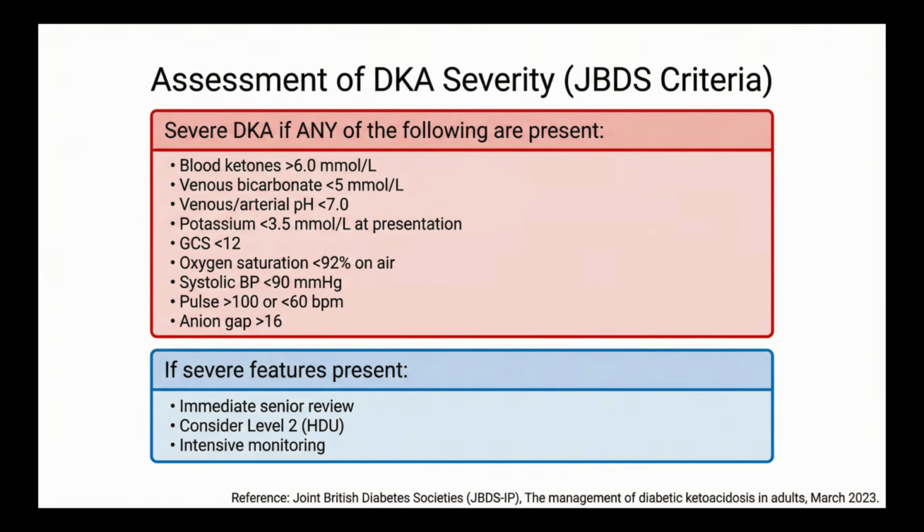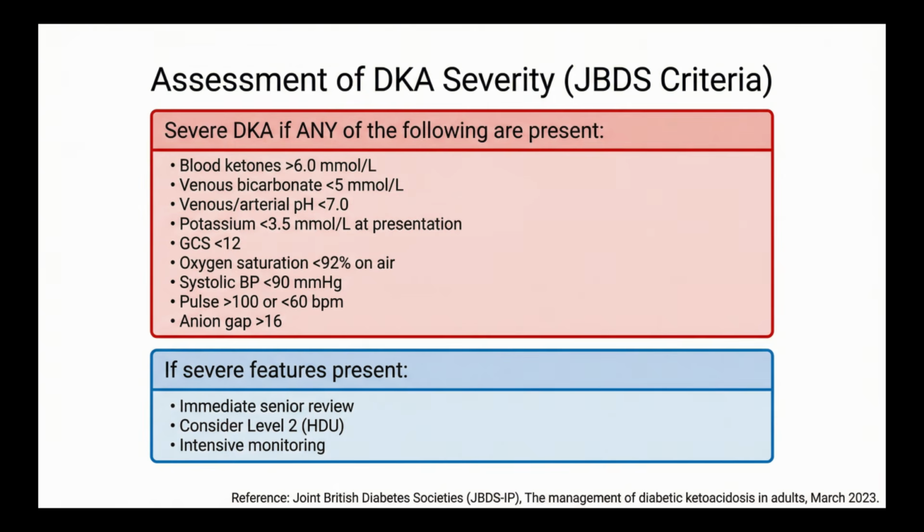After confirming the diagnosis, the next step is to assess severity. This is essential because severity determines the level of care and the intensity of monitoring. According to the JBDS 2023 criteria, DKA is classified as severe if any one of the following features is present. Look first at the biochemical markers. Blood ketones greater than 6 millimoles per liter. Venous bicarbonate less than 5 millimoles per liter. Venous or arterial pH less than 7.0. An anion gap greater than 16.